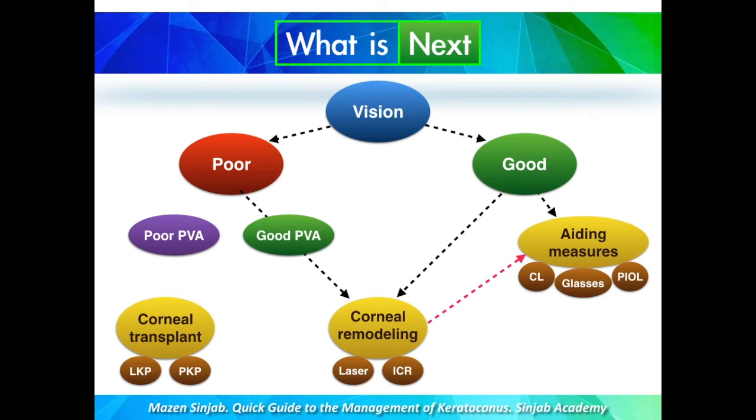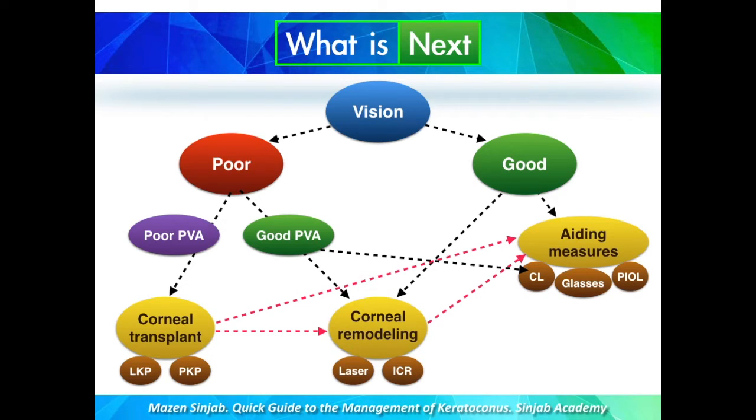And when the vision is poor, but the potential visual acuity is good, we can go to corneal remodeling followed by aiding measures, or we can go directly to contact lens fitting. And when the vision is poor, with poor potential visual acuity, the solution is corneal transplant, followed either by aiding measures or by corneal remodeling, which can be followed later by aiding measures.